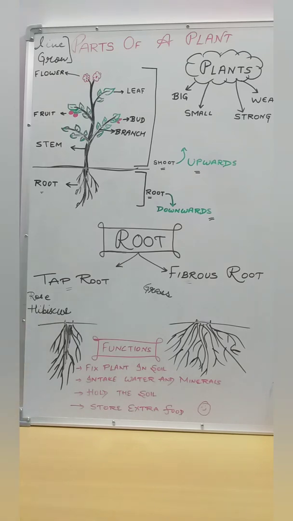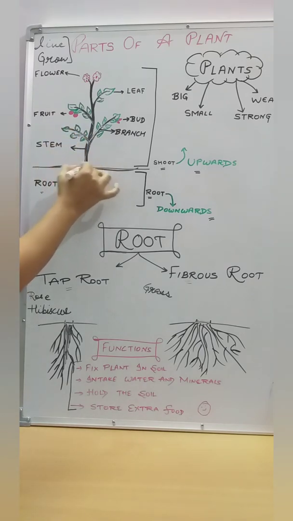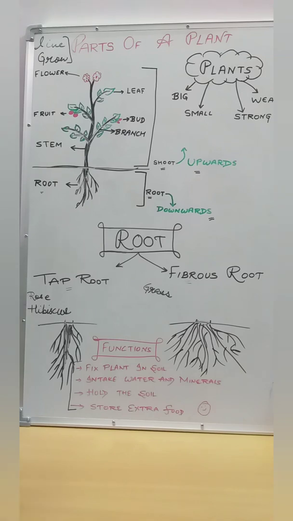So let's move on to different functions. A root helps in many things. So let's begin with the first one. It fixes the plant in the soil. Here you can see the root fixes the plant firmly in the soil. They prevent the plant from falling down. If no root would be there, then it may fall down. Because of root only, it is able to stand right.